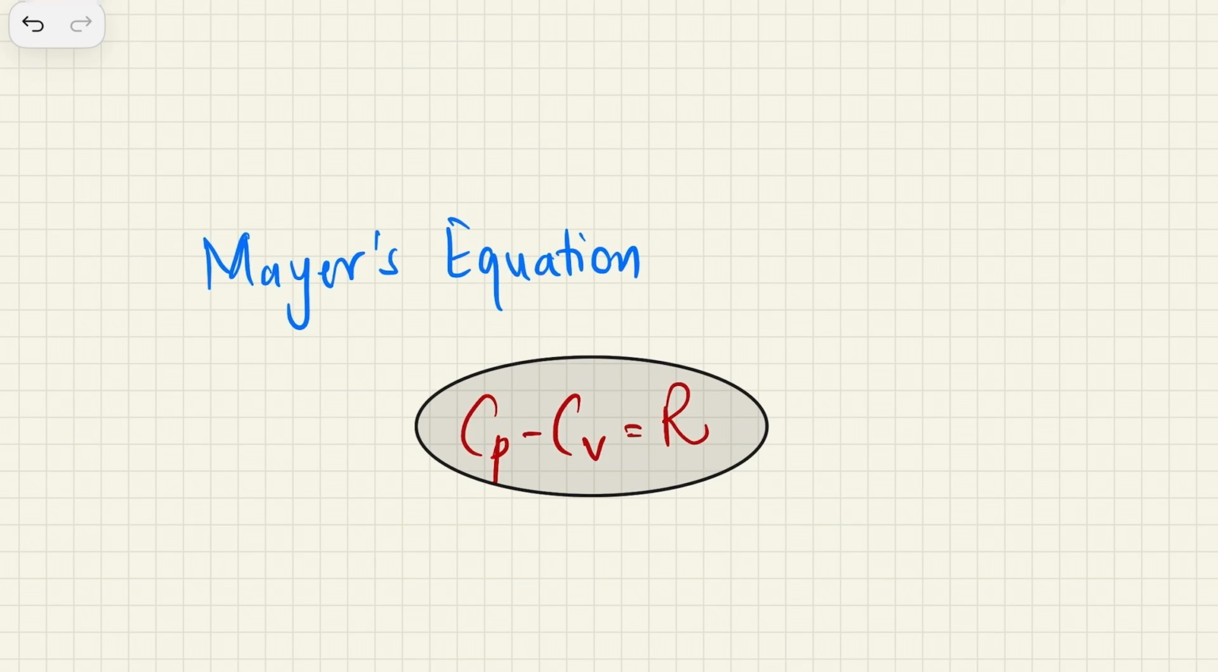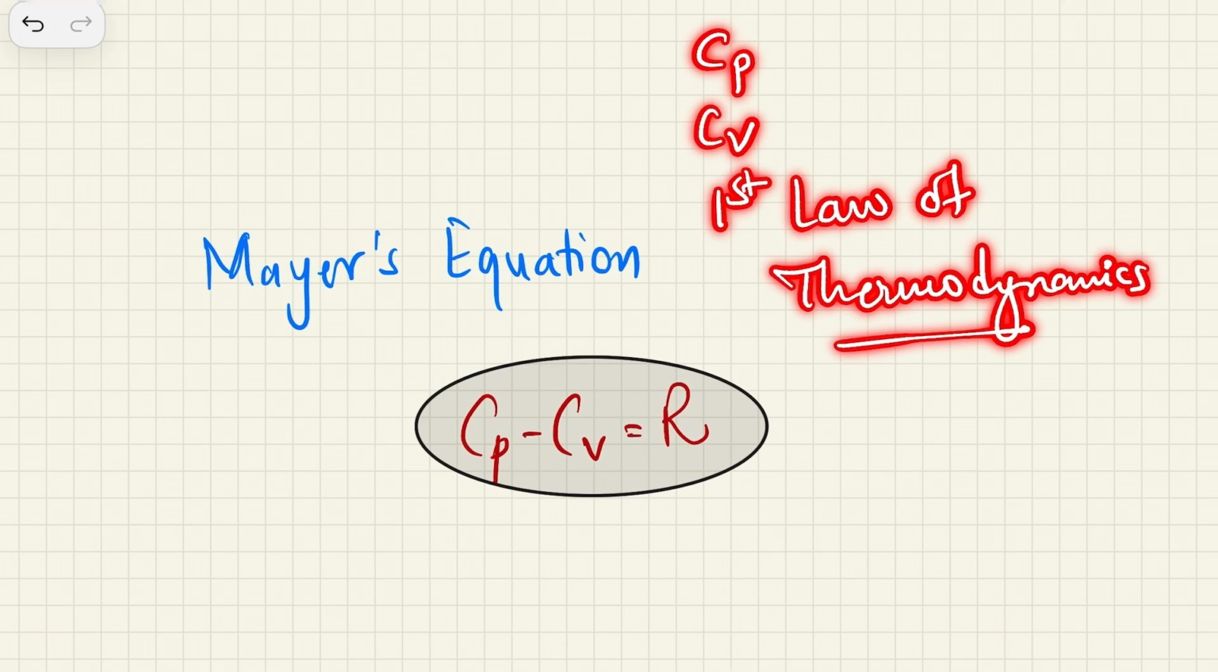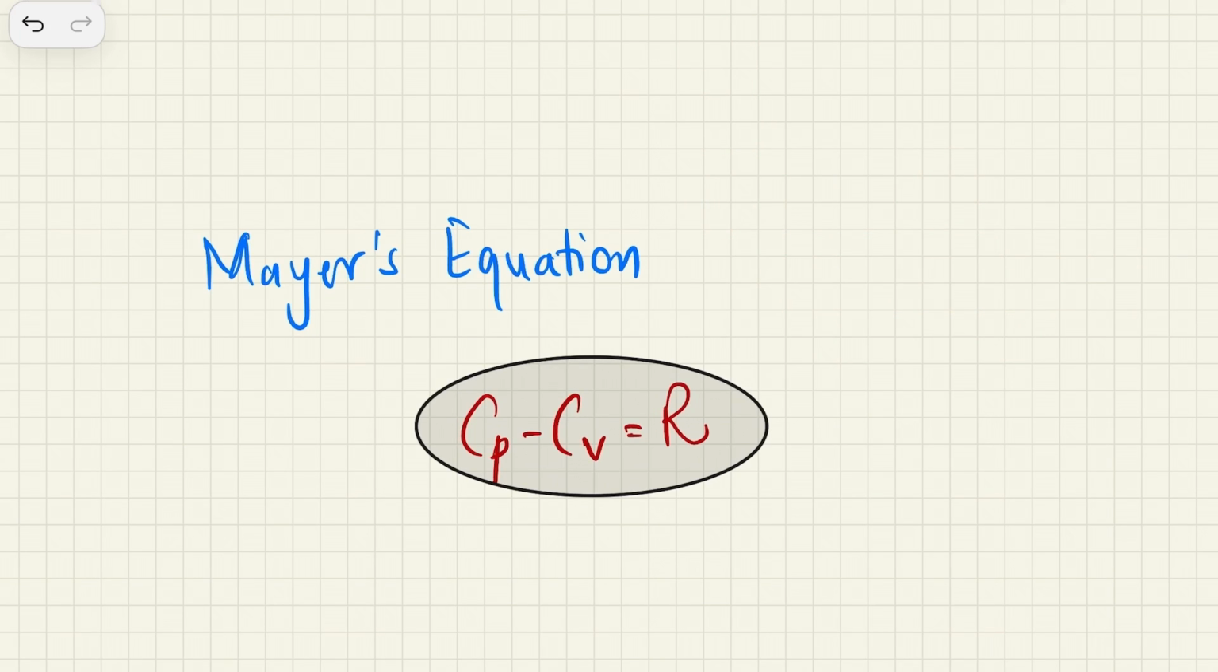Okay, so let's get back to the derivation here. Before we derive, you are supposed to know three things. That is, Cp, Cv, and the first law of thermodynamics. So these are the three things which you should be knowing.